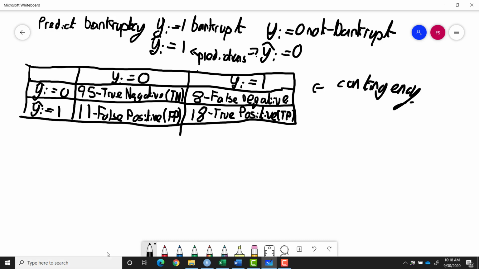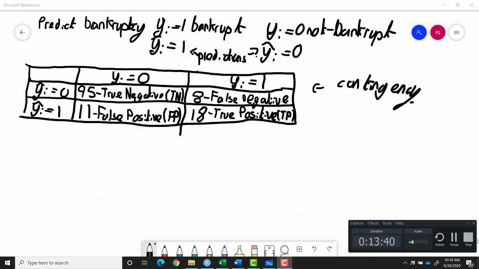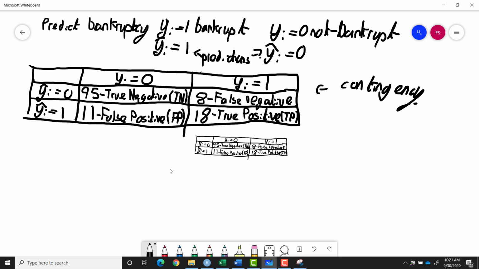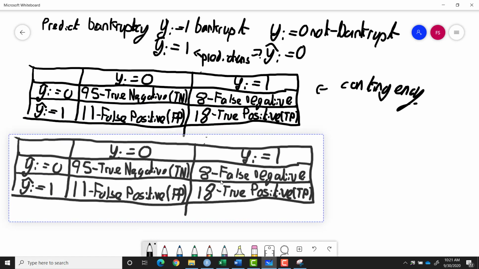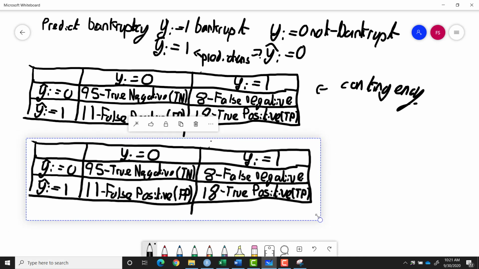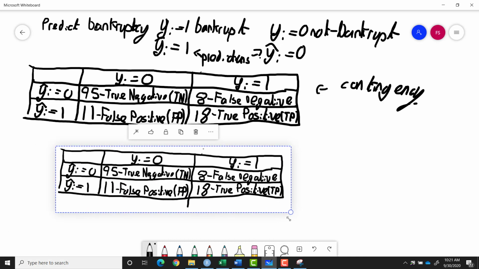Okay, and what I'm going to do is just do cutouts of this table, and then I'm going to actually calculate a range of metrics for evaluating classification. So let's just make a copy of this table. Let's make it as big as the previous one. Perfect.